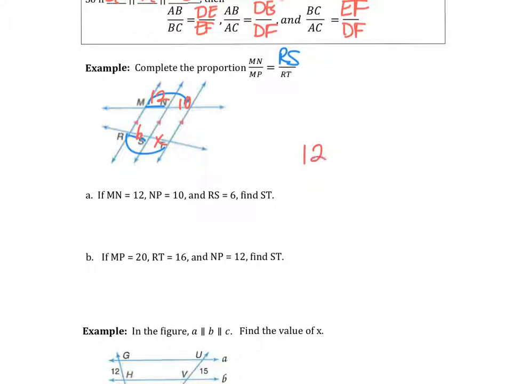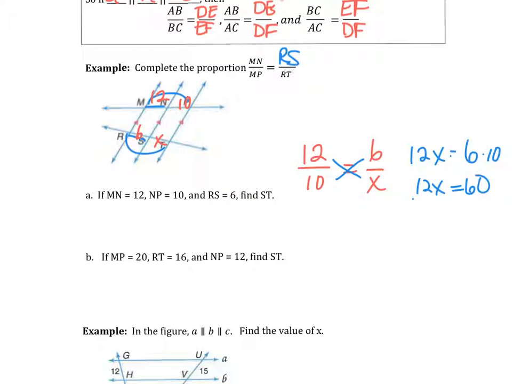So I'm going to set up my proportions here. So I'm going to say 12 over 10 is equal to 6 over x. We should be really good at solving proportions now, those cross products. So I've got 12x is equal to 6 times 10. So 12x is equal to 60. Divide both sides by 12. I've got x is equal to 5. So that is ST. So ST equals 5.